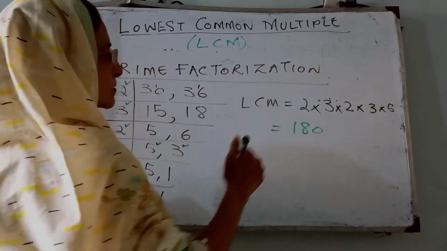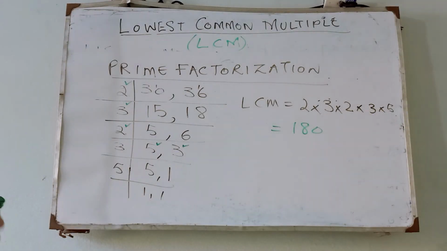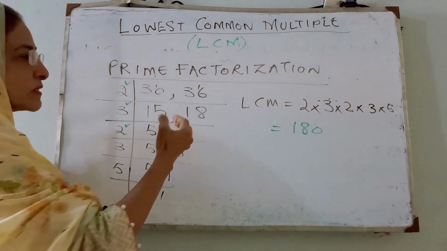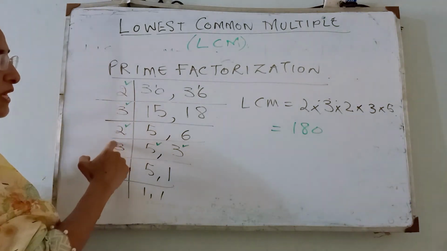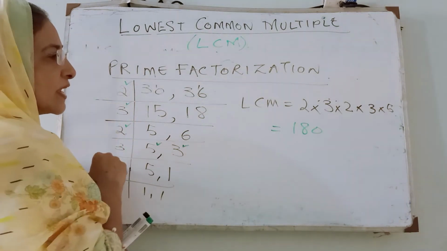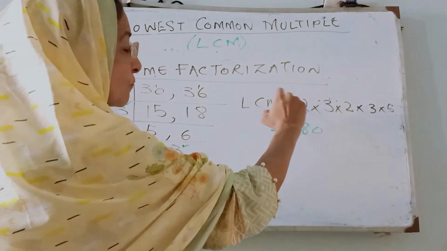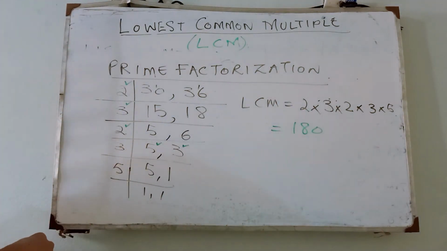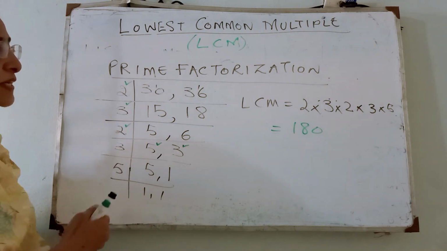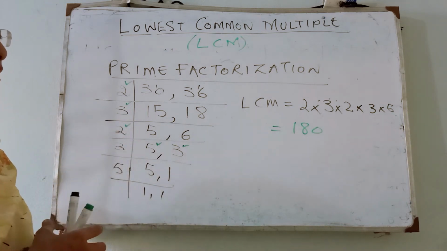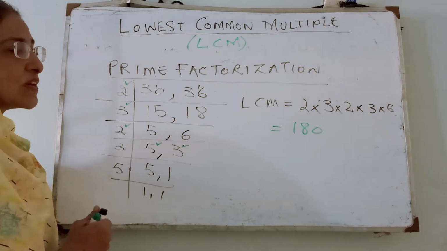Right? So 36 multiplied by this is 180. My LCM is 180. See, this method is called prime factorization because I have used all the prime factors and I have multiplied. For the LCM, I have to use all of them. If you remember, I have told you the resemblance, or if I'm going to compare the HCF and LCM.